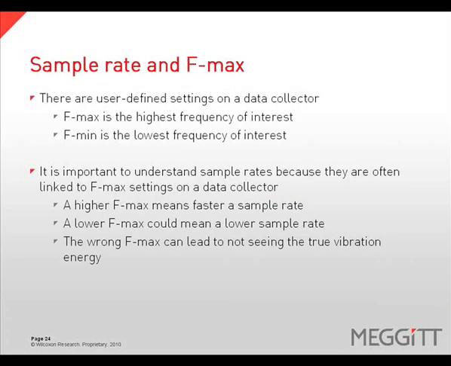There are typically user-defined settings in a data collector that determine the lowest and highest frequencies of interest, or Fmin and Fmax. It is important to understand sample rates because they are often linked to Fmax settings in a data collector. A higher Fmax typically means a faster sample rate. A lower Fmax could mean a lower sample rate. The wrong Fmax could lead to not seeing the true vibration energy.